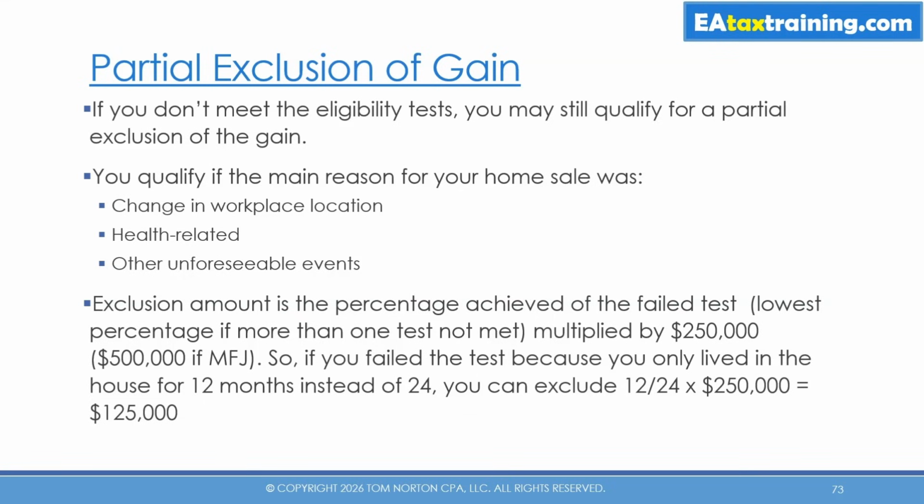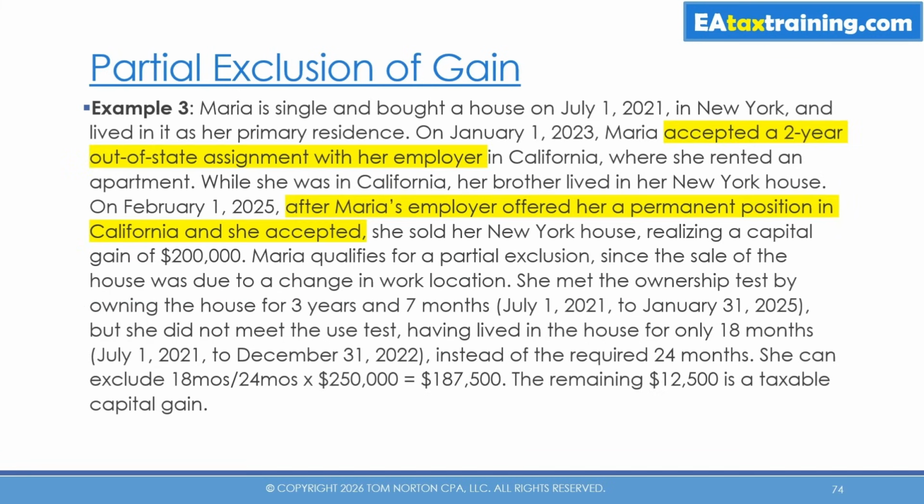So if you failed the test because you only lived in the house for 12 months instead of 24, then you can exclude half of $250,000, or $125,000. So let's revisit Maria here. Everything is the same except for the reason that she sold the house. In this case, she went out to California not to go to school, but to accept an out-of-state assignment with her employer. At the end of the 2 years, her employer offered her a permanent position out in California. She accepted it.